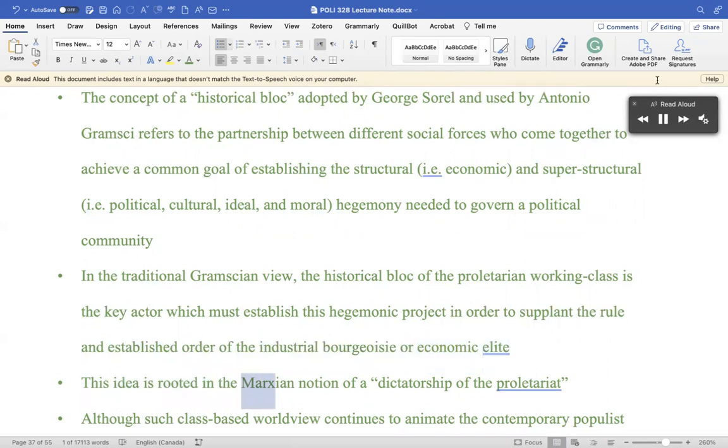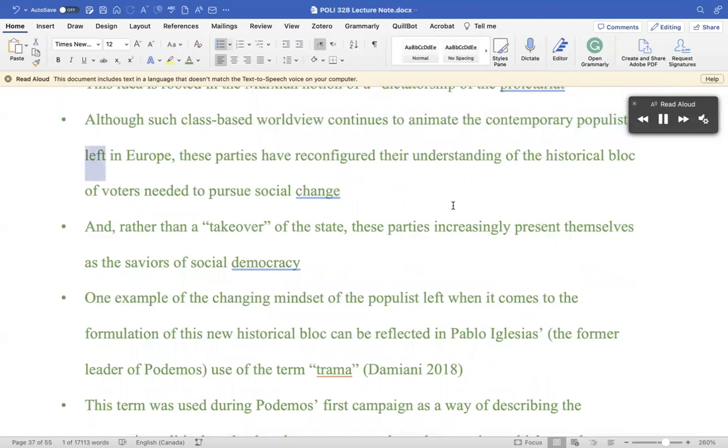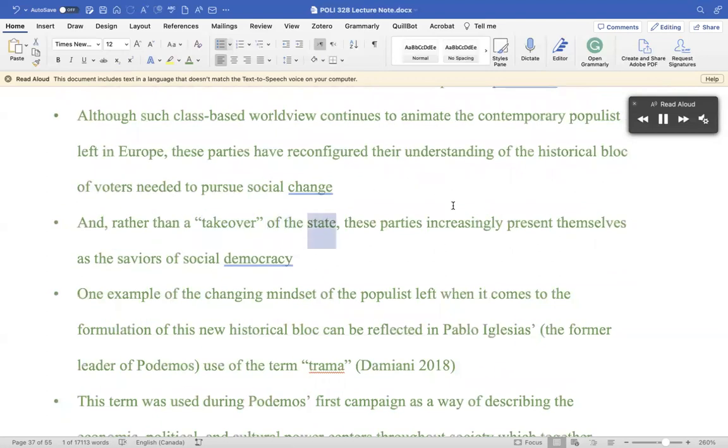This idea is rooted in the Marxian notion of a dictatorship of the proletariat, although such a class-based worldview no longer continues to animate the contemporary populist left in Europe. These parties have reconfigured their understanding of the historical bloc of voters needed to pursue social change, and, rather than a takeover of the state, these parties increasingly present themselves as the saviors of social democracy. One example of the changing mindset of the populist left when it comes to the formulation of this new historical bloc can be reflected in Pablo Iglesias, the former leader of Podemos, and his use of the term trauma.